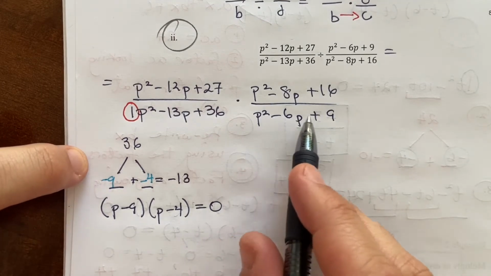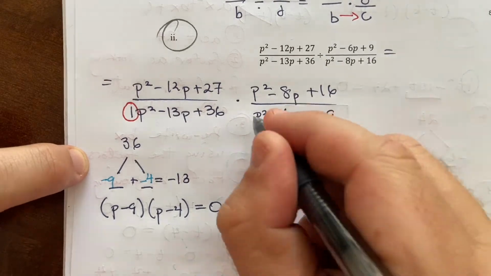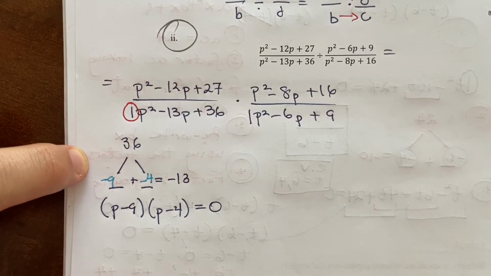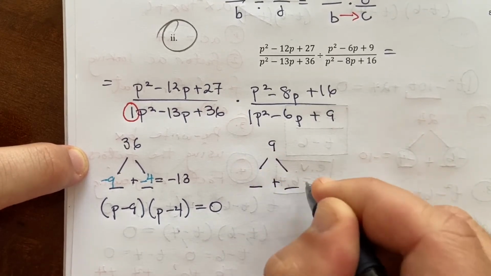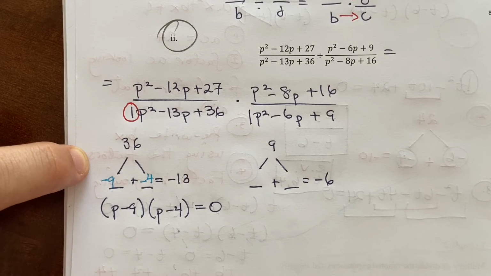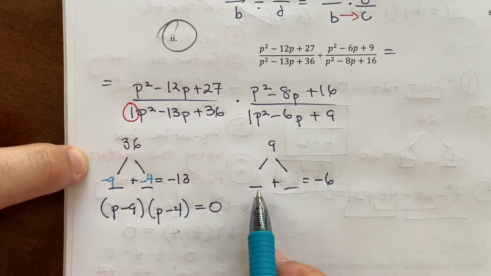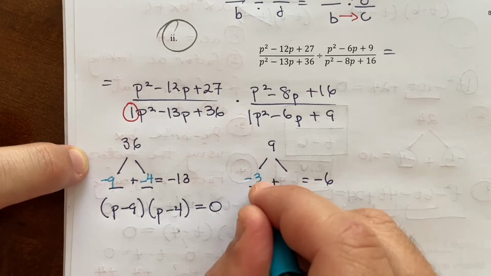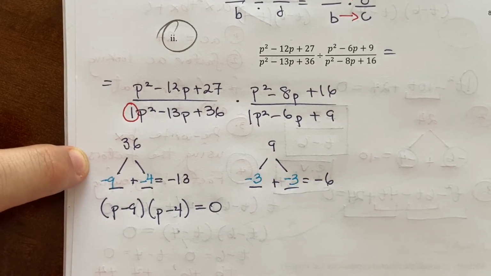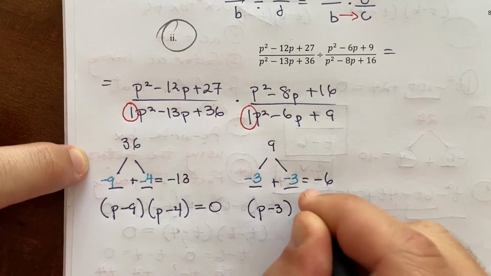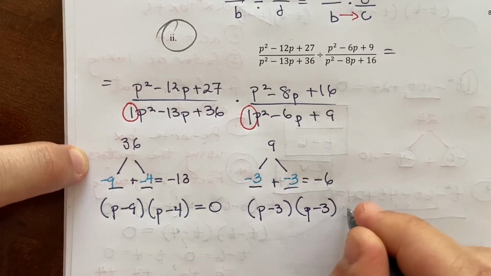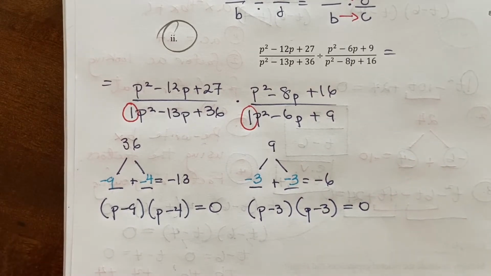In a similar way, if I think of this one, we again have a 1 for a, times c is 9, factoring 9 so that this adds up to negative 6 in this case. Negative 3 and negative 3. Because there's a 1 here, I can quickly write down the factorization as p minus 3, p minus 3. I need to think of that equal to 0 for excluded values.